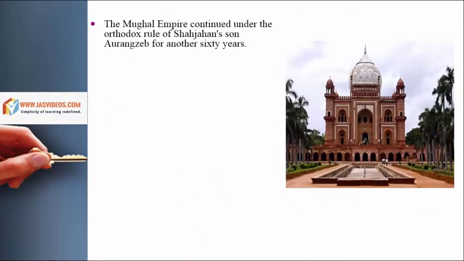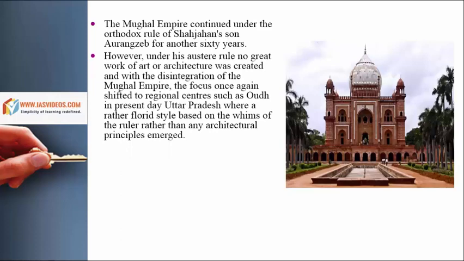The Mughal Empire continued under the orthodox rule of Shah Jahan's son Aurangzeb for another 60 years. However, under his austere rule, no great work of art or architecture was created, and with the disintegration of the Mughal Empire, the focus once again shifted to regional centers such as Oudh in present-day Uttar Pradesh, where a rather florid style based on the whims of rulers rather than any architectural principles emerged.